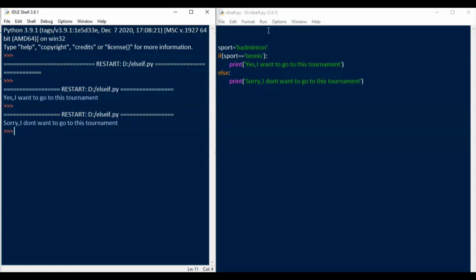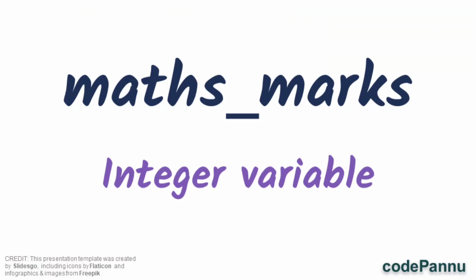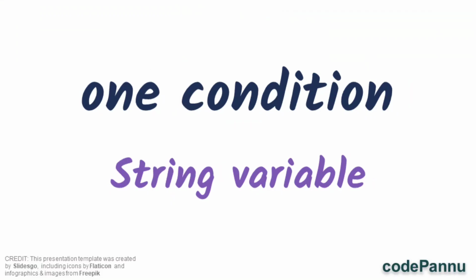Now Python prints that you do not want to go because the sport is not tennis, so the condition is not true. So the else block is run where we have written sorry, I do not want to go to the tournament. So until now we wrote only one condition with our if statement. We wrote if statement with one variable which is an integer variable or one string variable. I hope you understood this.